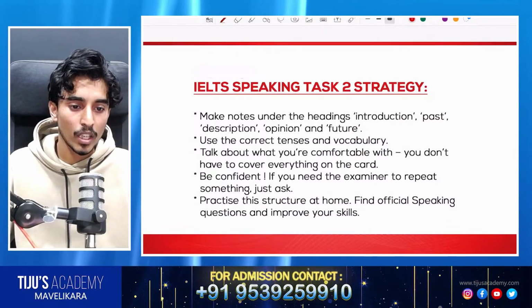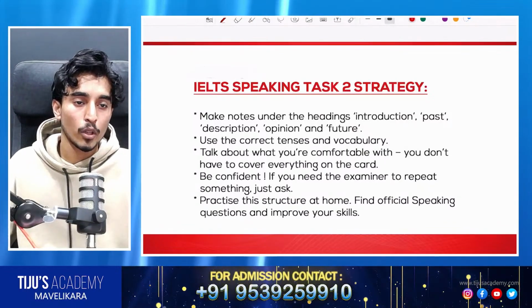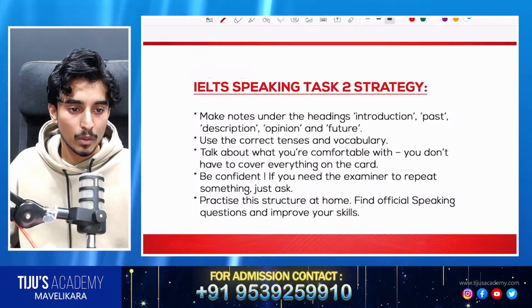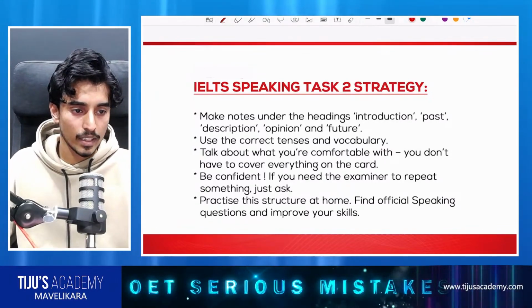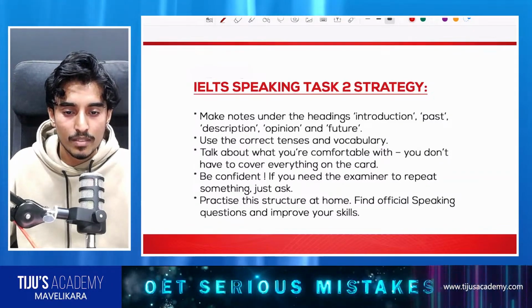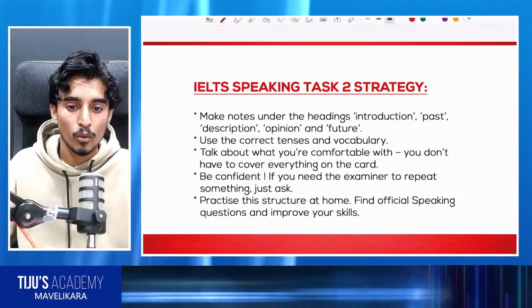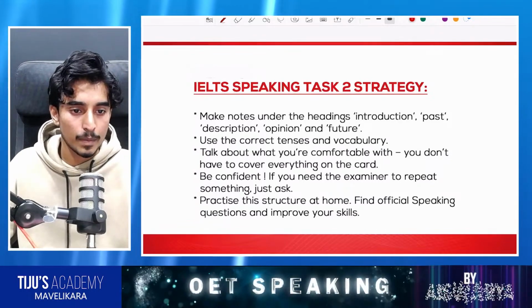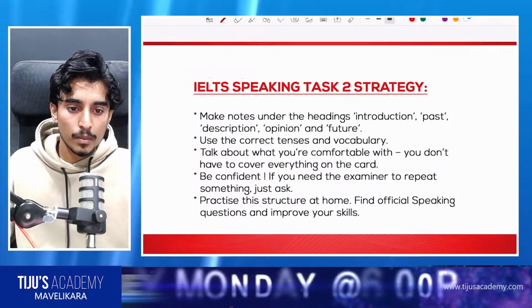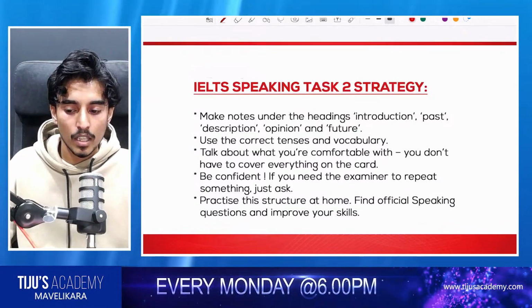So try not to think about a movie that is very hard for you to understand, so do not consider that movie for this list. Try to talk about a movie which is very easy to understand or which you have watched many times. In that case, you'll be able to speak a lot during that speaking subtest. So in the past, present, and future technique, you have to consider the past.